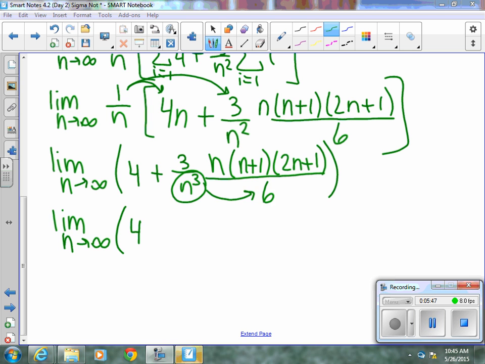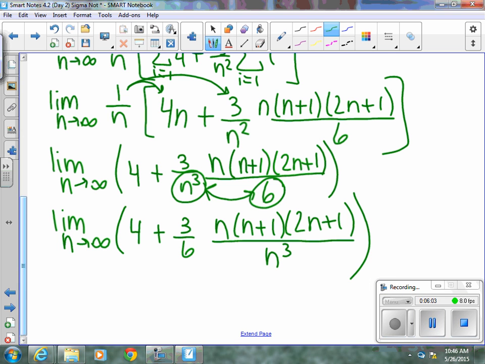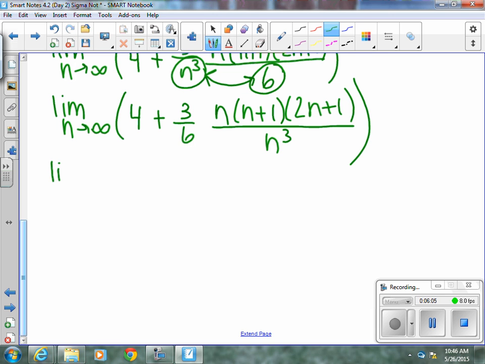I'm going to rearrange these two pieces. We're multiplying, so that's okay. We get 3 over 6, then n times n plus 1 times 2n plus 1 all over n cubed. Now, the limit as n approaches infinity of 4 plus 3/6, which is 1/2.